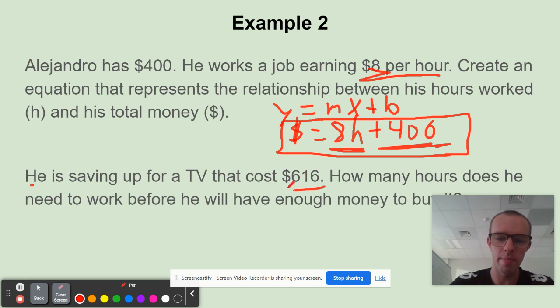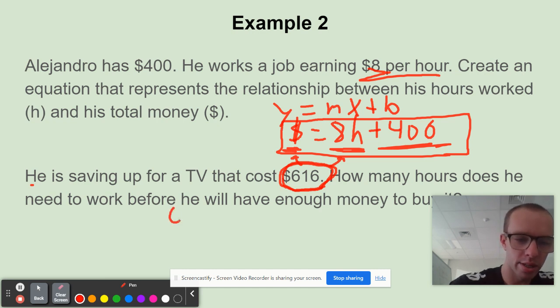Well, this time I need to plug this 616 in, but I'm not going to plug it into H because this is not an amount of hours. This is an amount of money. There's no longer an unknown amount of money. I know exactly how much money he needs to have. He needs to have 616. So I'm going to plug this 616 into the money.